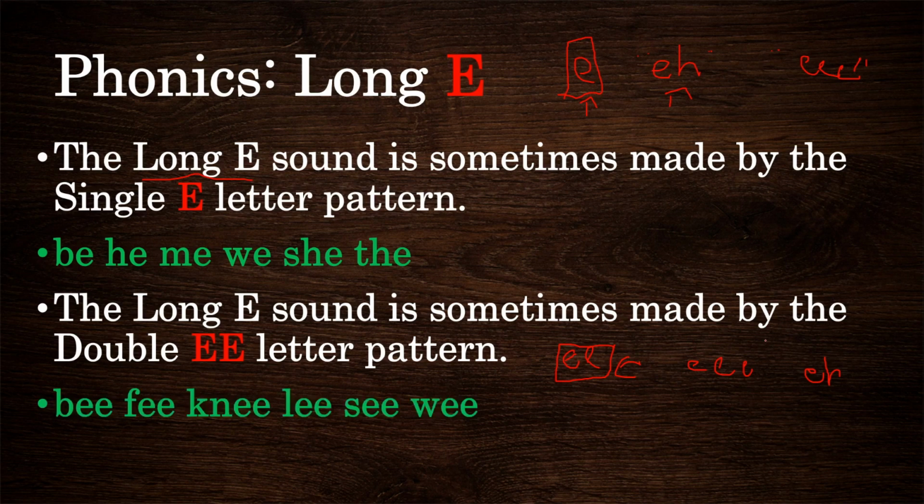Let's look at some examples. Bee, free, knee, lee, see, wee. These are just some examples of the long E sound, the ee sound being made with 2 E's.